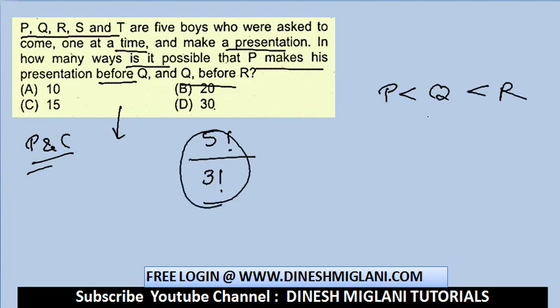Means if only single condition is there, P speaks before Q, then divide by 2 factorial. Here 2 conditions are there, divide by 3 factorial. So this is 5 into 4. The answer is equal to 20. So 20 becomes your answer. Here we can say that B is my answer, that is equal to 20. It's a very important question.